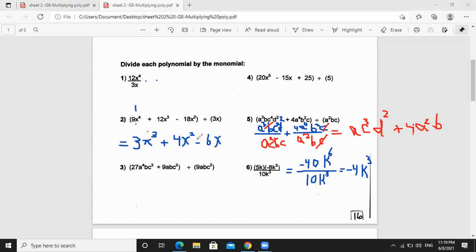Okay, so you have different ways to divide in case you have an expression, monomial or binomial or trinomial divided by monomial. Okay, any question about this part, grade 8? Any question about this part?